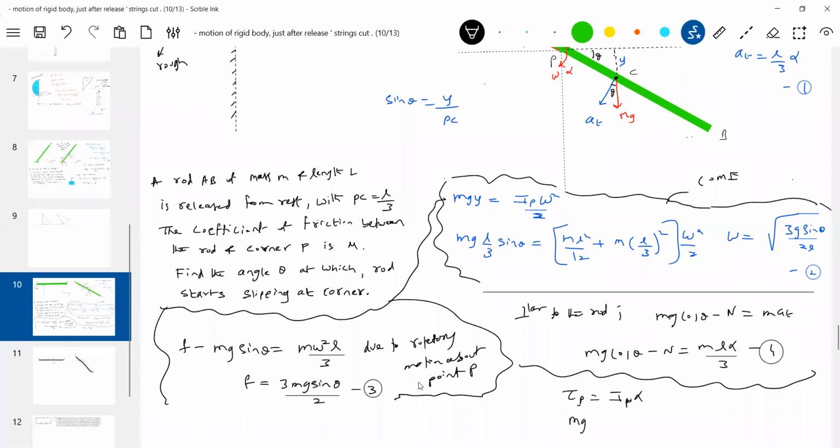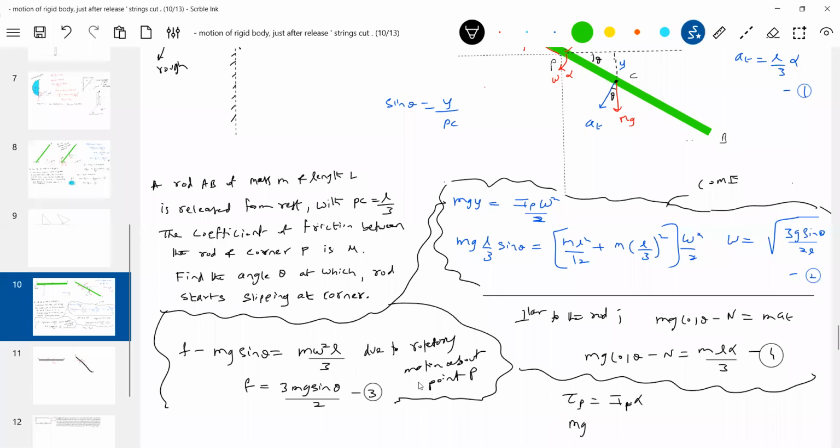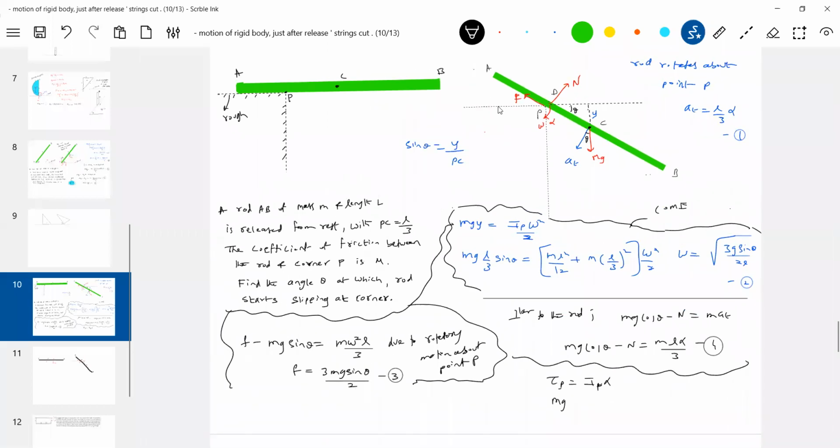Now what should be the torque? mg into L by 3 cos theta should be equal to the moment of inertia, which we already know, m L square by 3, into alpha. Solving this, we'll get alpha. That alpha I'll substitute in equation 5. Then we'll get the expression for N.